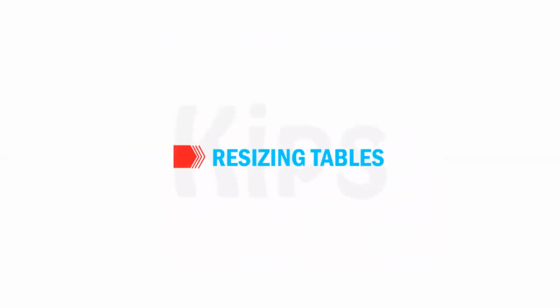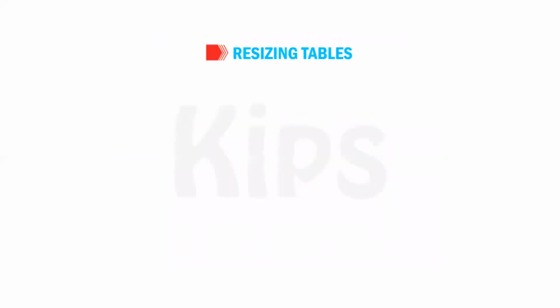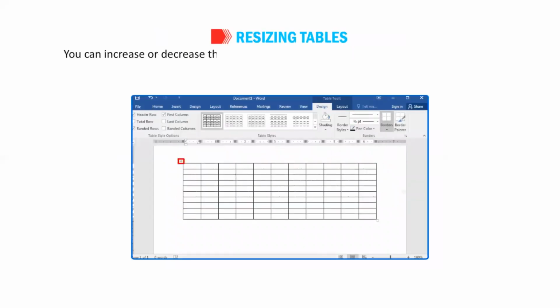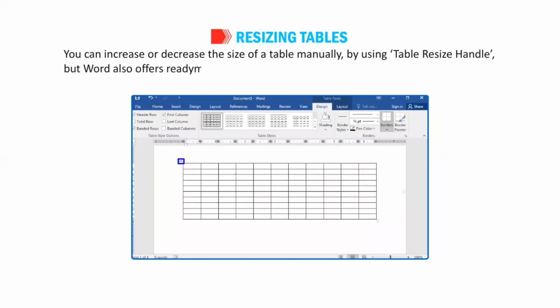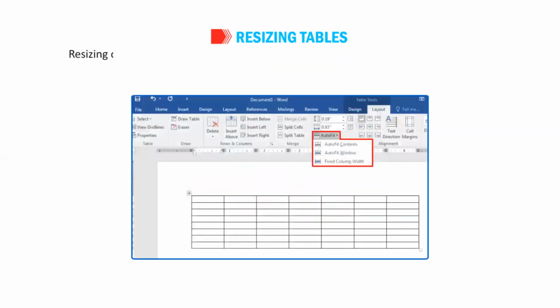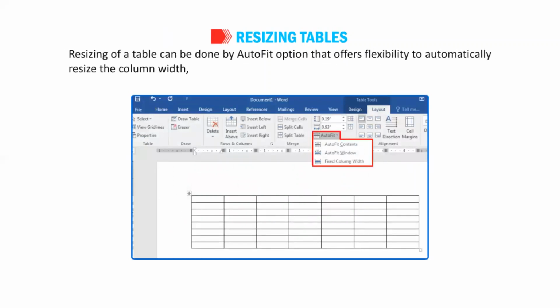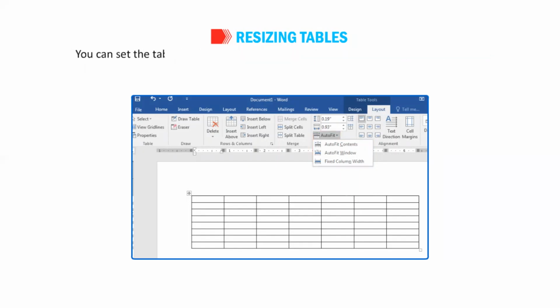Let's learn about resizing tables. You can increase or decrease the size of a table manually by using the Table Resize handle, but Word also offers ready-made solutions to resize the table. Resizing of a table can be done by the AutoFit option that offers flexibility to automatically resize the column width based on different criteria. You can set the table width based on the window size or convert it back to use fixed column width.